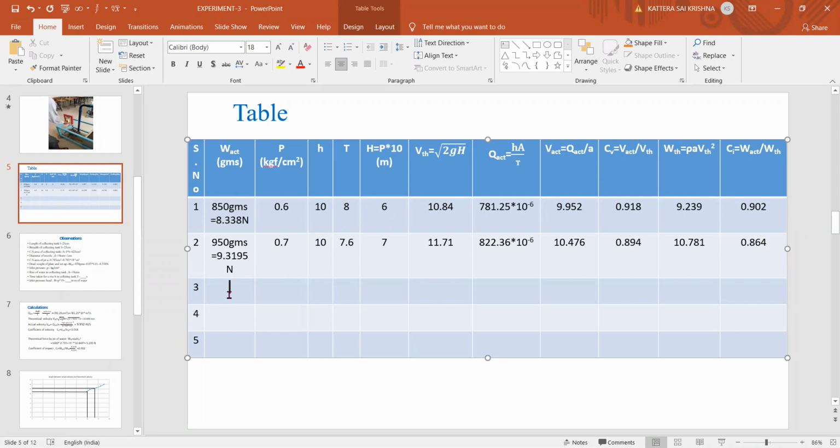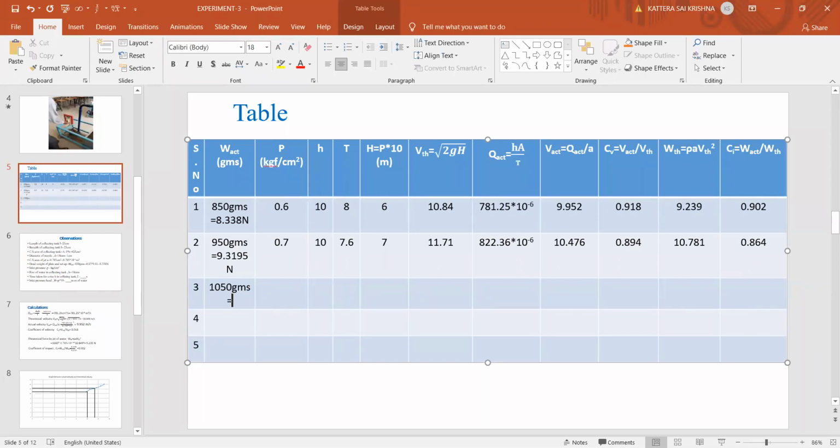Next, for the third reading, again we'll add a 100 grams load here. So what does the value become? 1050 grams. So multiply it: first convert 1050 grams to kgs, so 1.05 kg into 9.81.